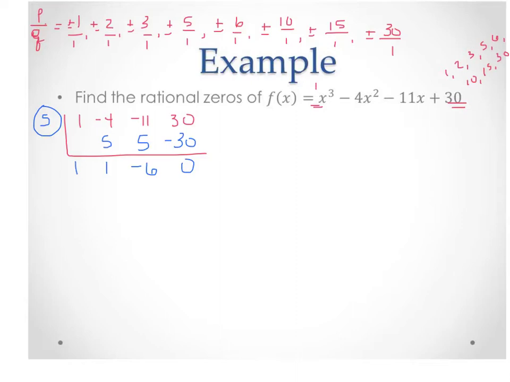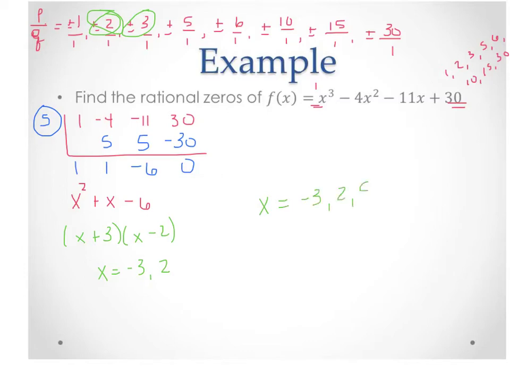There are 2 ways you can continue. You can continue by synthetic division, but now you have the equation x squared plus x minus 6, and you could make a new list of possible rationals because your list is going to be smaller now. Or you could just go ahead and factor this, right? This is x plus 3 times x minus 2, in which case our zeros are negative 3 and positive 2. And if you look, negative 3 and positive 2 are up there in that list. So our rational zeros are x equals negative 3, 2, and 5.